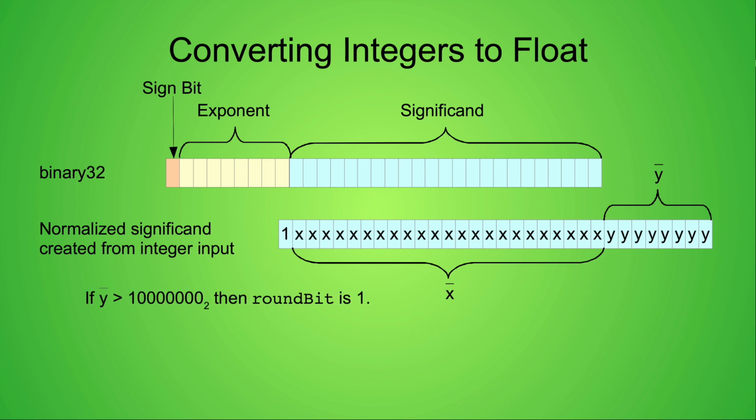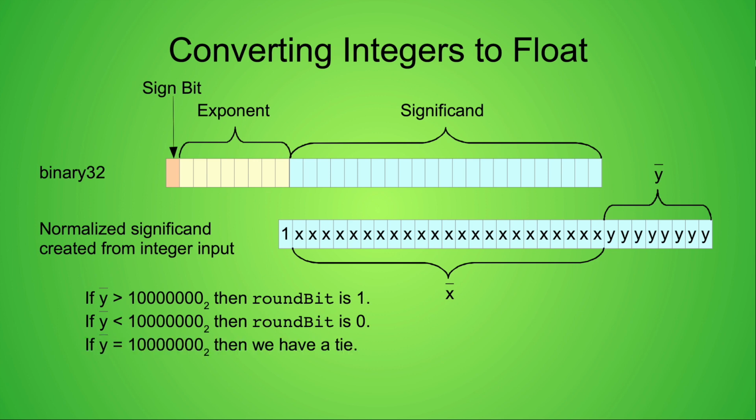If Y bar is greater than the binary value 1 followed by 7 zeros, then round bit is 1. If Y bar is less than the binary value 1 followed by 7 zeros, then round bit is 0. If Y bar is equal to the binary value 1 followed by 7 zeros, then we have a tie, which leads to two subcases. If X bar is odd, then round bit is 1. Otherwise, if X bar is even, then round bit is 0.